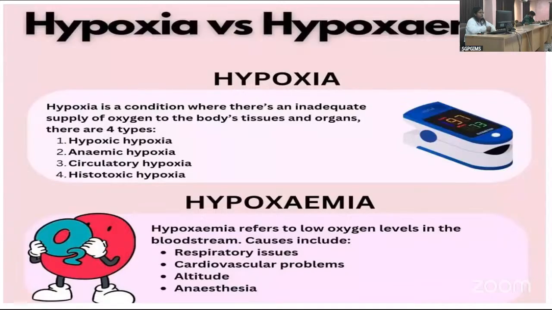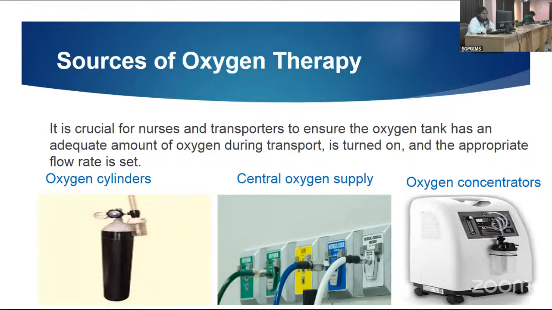Got it? Now we'll talk about the sources of oxygen therapy. Sources of oxygen therapy include oxygen cylinders, central oxygen supply in hospital, and oxygen concentrators that are used in home settings. It is crucial for nurses and transporters to ensure the oxygen tank has an adequate amount of oxygen during transport. We first have to check whether the tank we are using for transportation has proper oxygen, and that it is not empty.